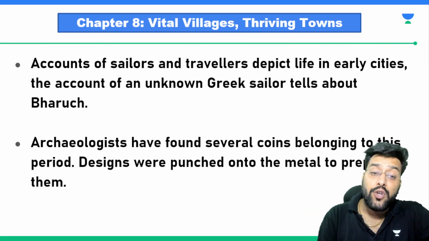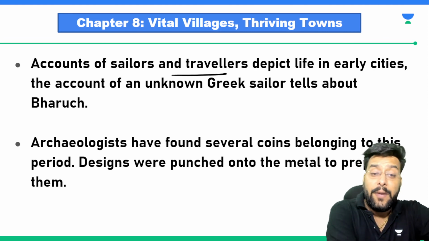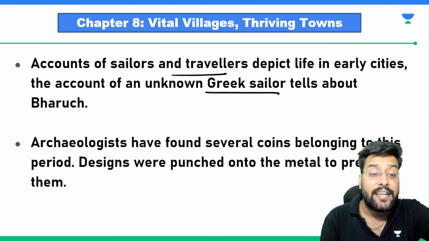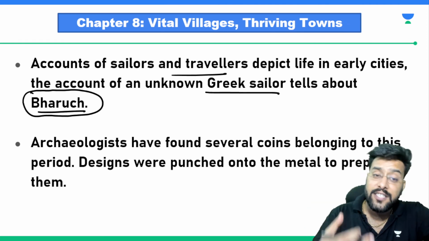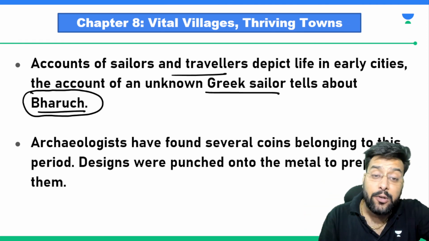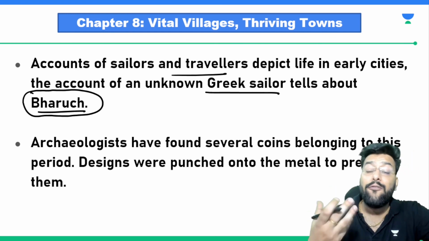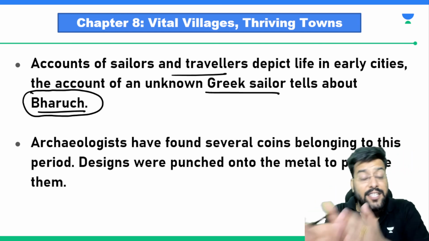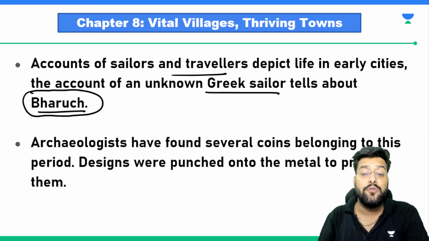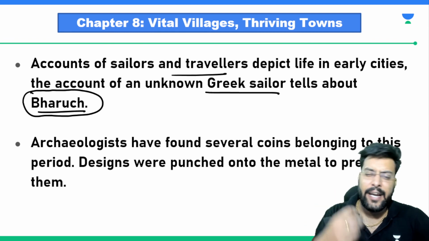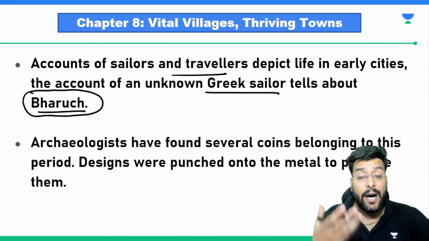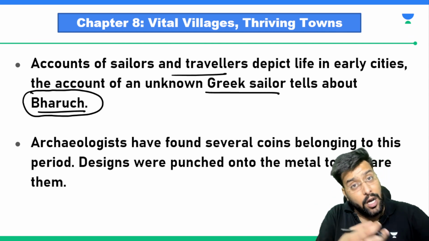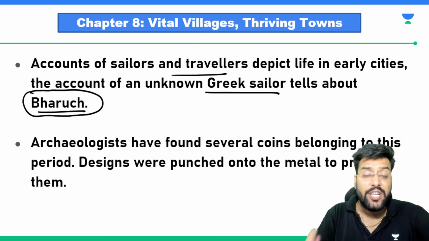There were accounts of sailors and travelers who came from far off places. An unknown Greek sailor tells the story, or gives the account, of Bharuch. Bharuch is an area in present day Gujarat at the Gulf of Kutch, a small passage of water through which ships used to sail. You can identify it on the map. It's on the Gulf of Kutch in Gujarat. So Bharuch was a town about which an unknown sailor, we don't know who that sailor was, has written.